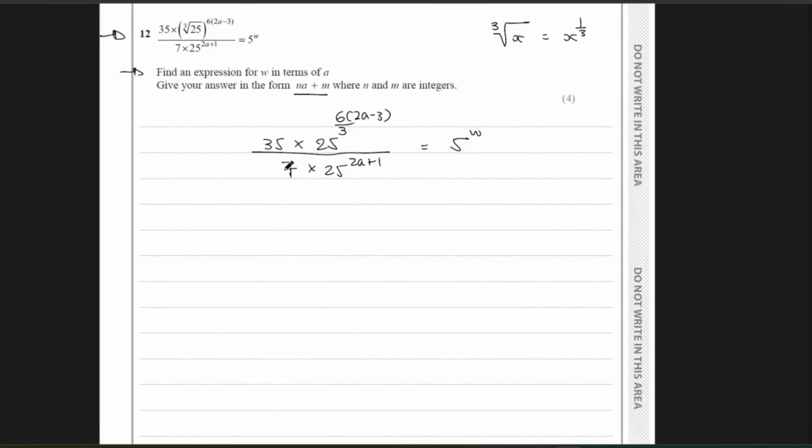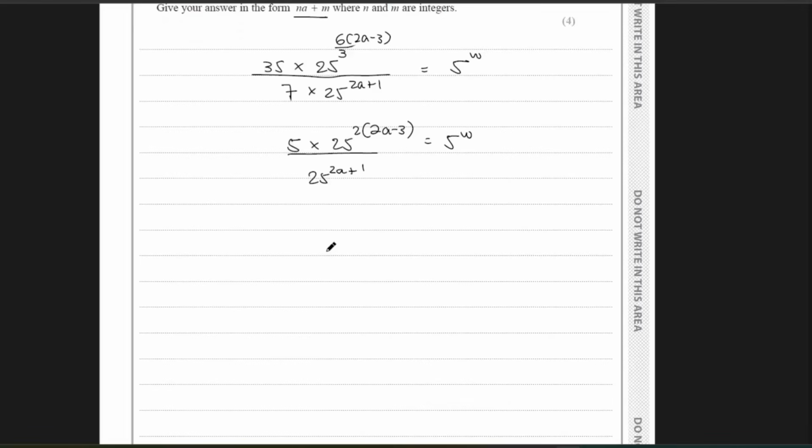What can we cancel on the left-hand side? We can divide 35 with 7, and we get 5. So it becomes 5 times 25. 6 divided by 3 is 2. 2 bracket 2a minus 3, over 25 to the power 2a plus 1.